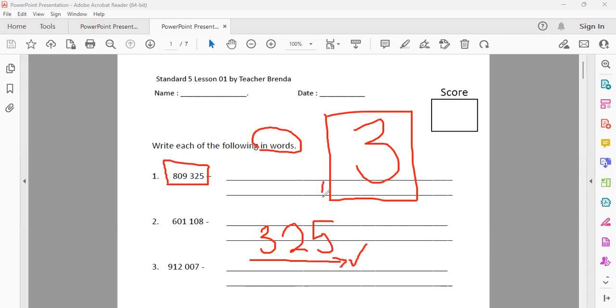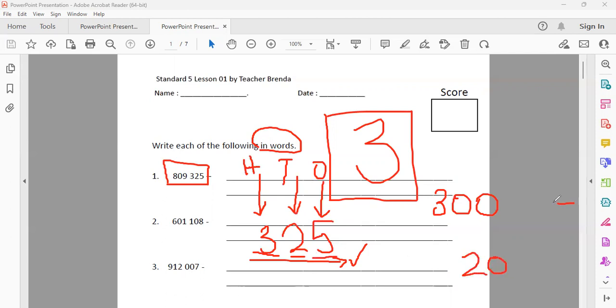Now, you should also by now know the place values. This is the house of ones, this is the house of tens, and this is the house of hundreds. What does that mean? If someone asks you, what is the value of 3 here? You will know that it carries a value of 300. The 2 carries the value of 20. And the 5 carries the value of 5. Add all these up and you will get 325.